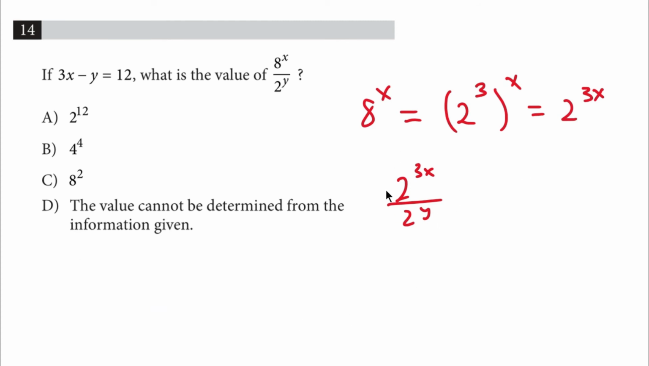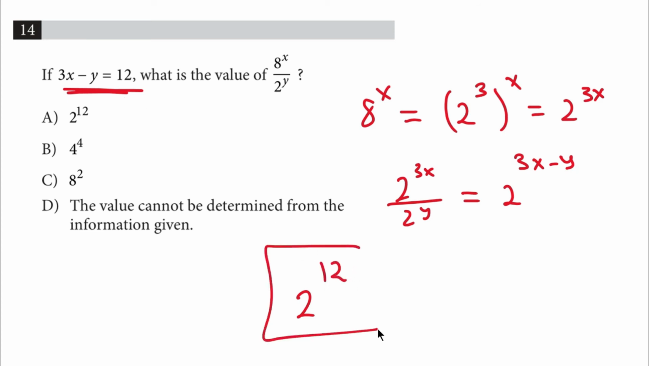So what we're going to do is rewrite this as 2 to the power of 3x minus y. Now guys, you have to understand that 3x minus y is already given right here, right? 3x minus y is equal to 12. So all of this is equal to 2 to the power of 3x minus y, which is 2 to the power of 12, right? So we've got our answer right here, and the correct answer is A.